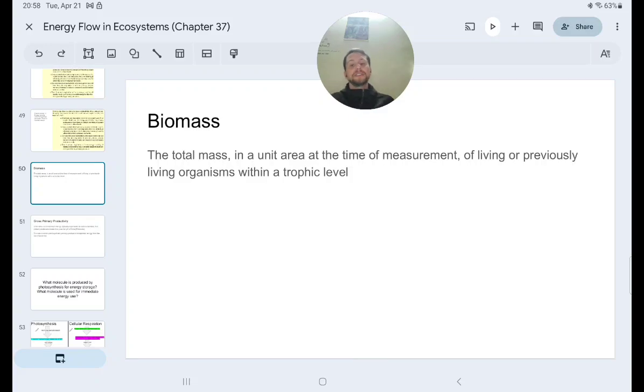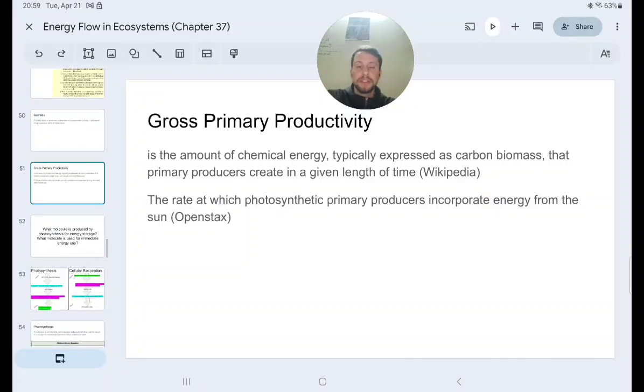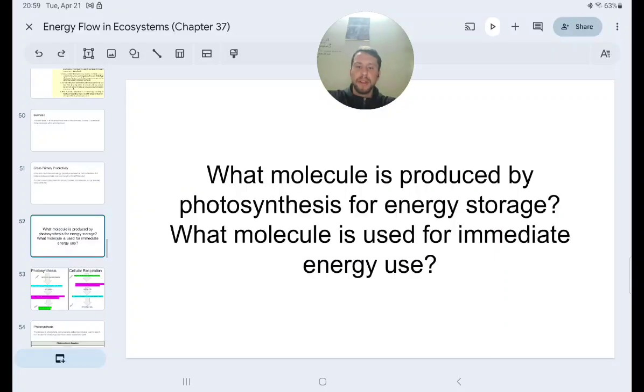Okay, so biomass is the total mass in a unit area at the time of measurement of living or previously living organisms within a trophic level. Gross primary productivity is the amount of chemical energy, typically expressed as carbon biomass, that primary producers create in a given length of time. So it's the total energy that they are able to incorporate from the sun, okay? It's the total energy they're going to incorporate.